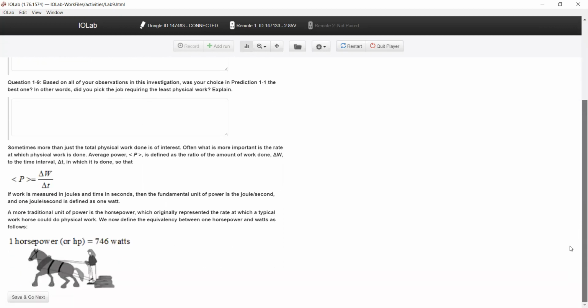And the definition of power is given here. Power is the rate of work done per unit time. So what is the rate of change of work done? Is it the amount of work done per time interval? So that will give the power.